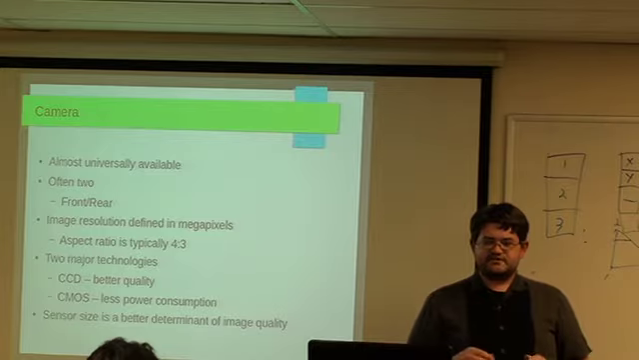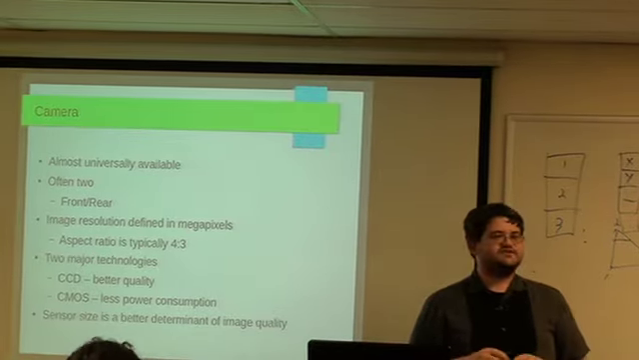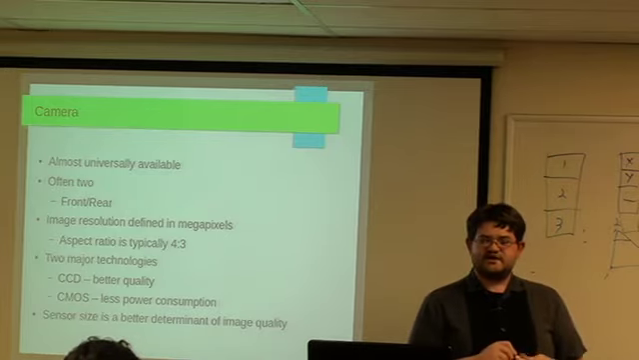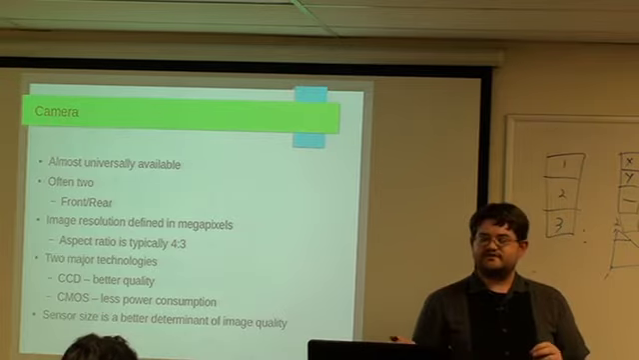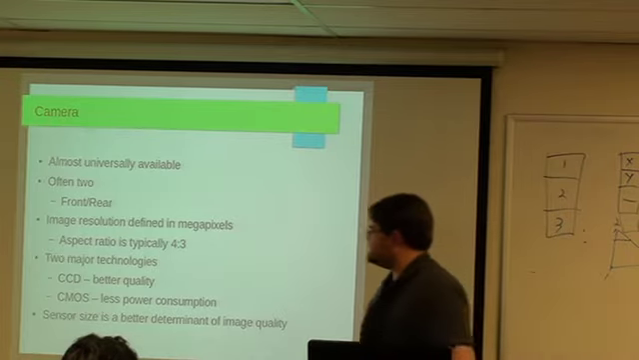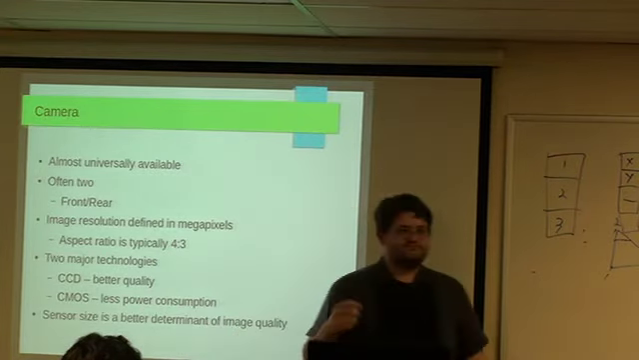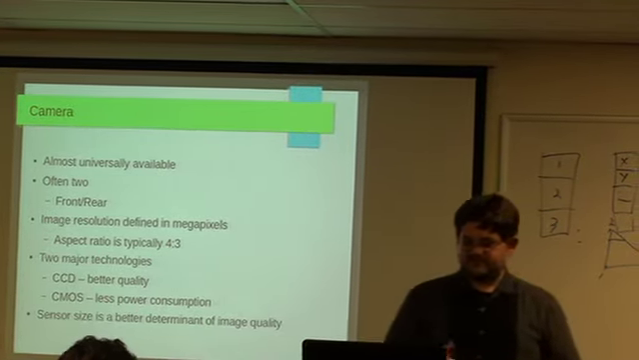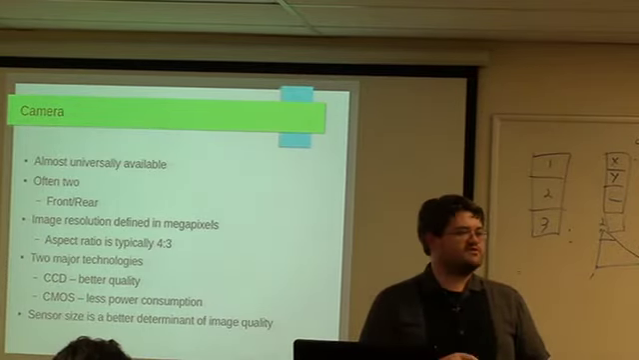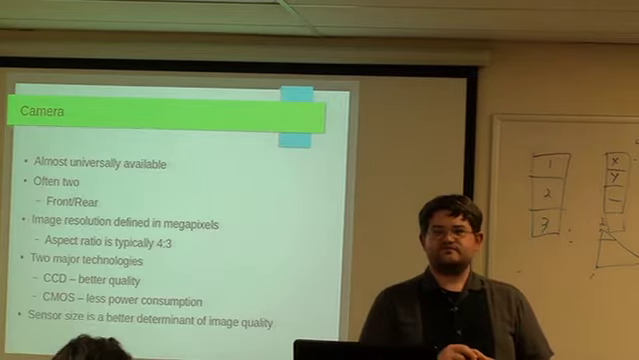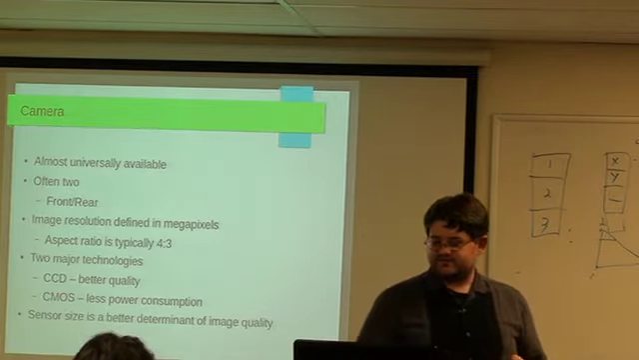There are basically two major technologies with digital cameras. You have the CCD, which is charge-coupled device, and the CMOS, which is complementary metal oxide semiconductor. The basic gist is that CCD has better quality and CMOS uses less power. That's pretty much the pros and cons of the two. Sensor size is always a better determinant of image quality, but you're not buying high-quality cameras, you're buying smartphones, so that's not really that important.